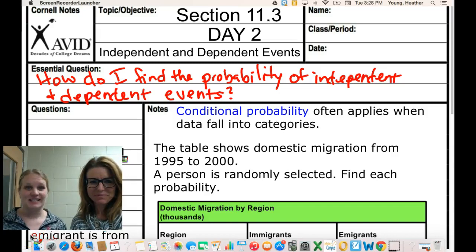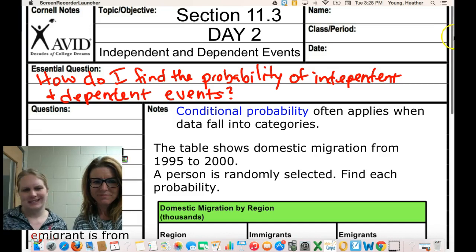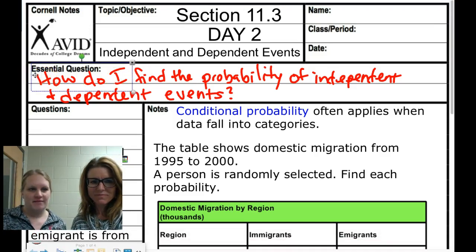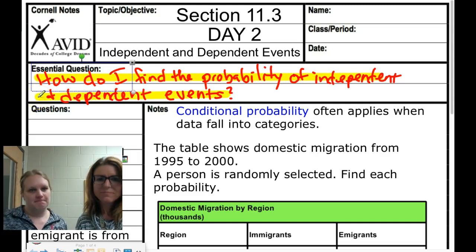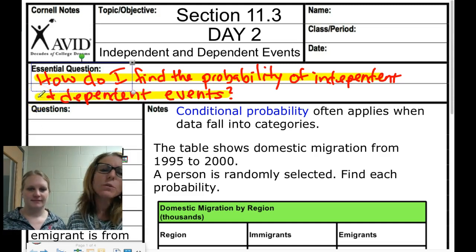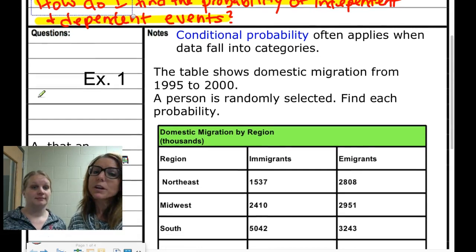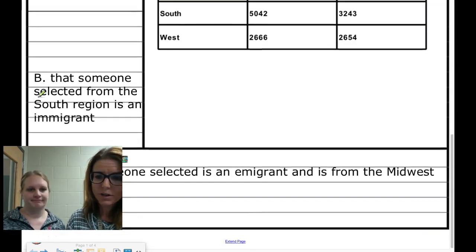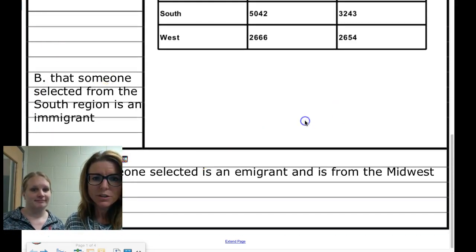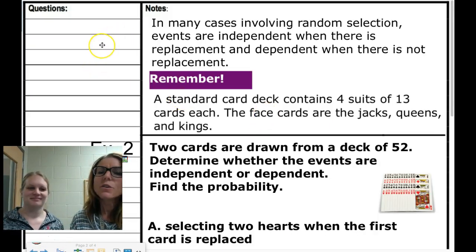All right, so today is day 2 of 11.3. Our essential question, I think, is the same as the last one: how do I find the probability of independent and dependent events? As you can see right away, we have an example. We are going to save example 1 for class, so we are going to go to the next page already. Example number 2, which is right here. So let's go over this.